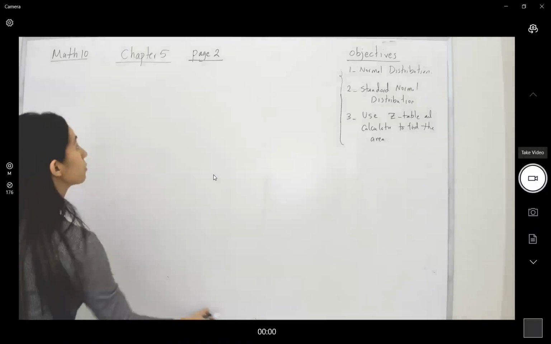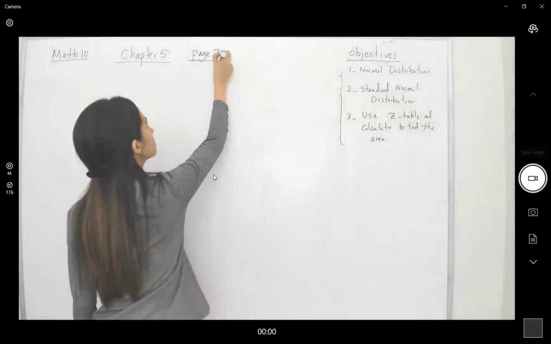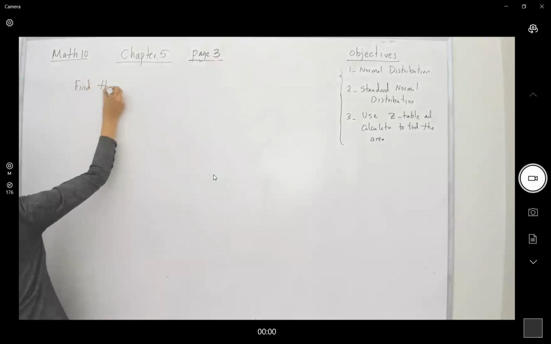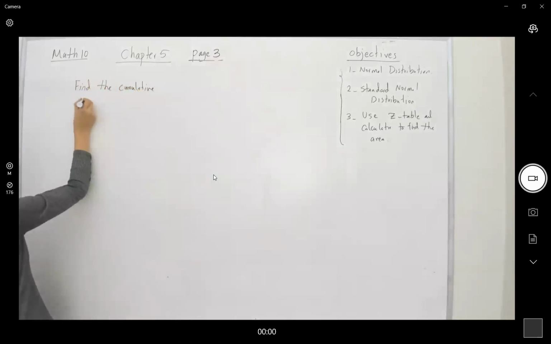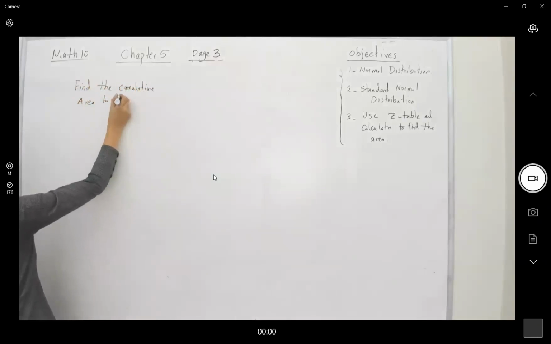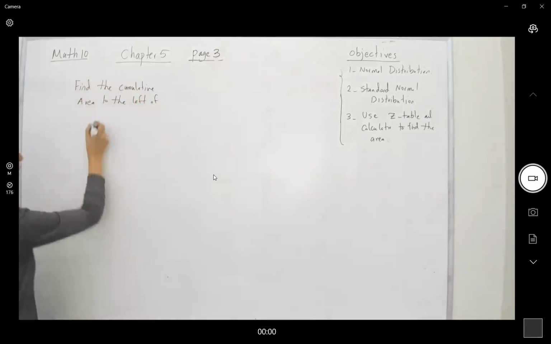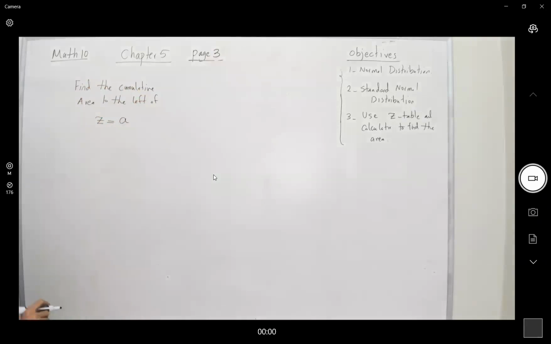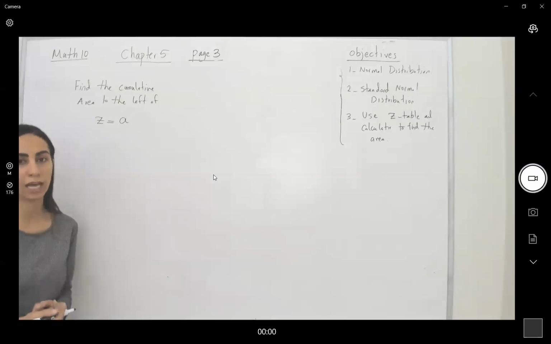So on page 3 of the note, if the question says find the cumulative area to the left of a value, like z equals a number like a, you either use your z table or you use your calculator.